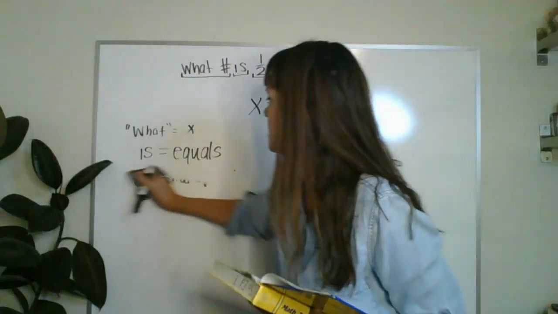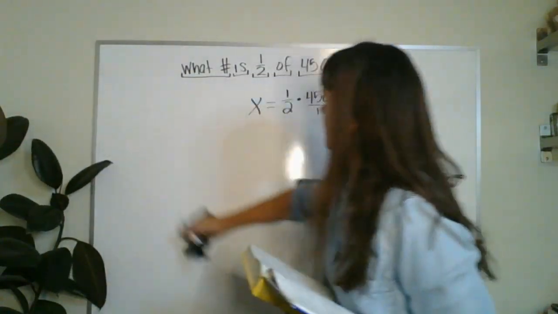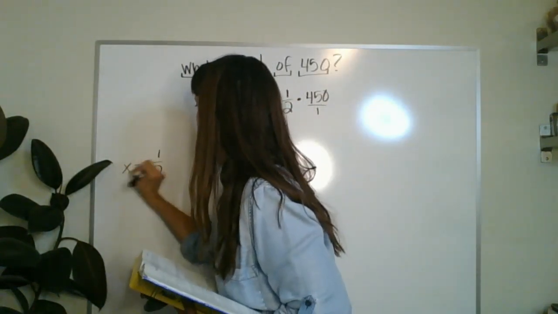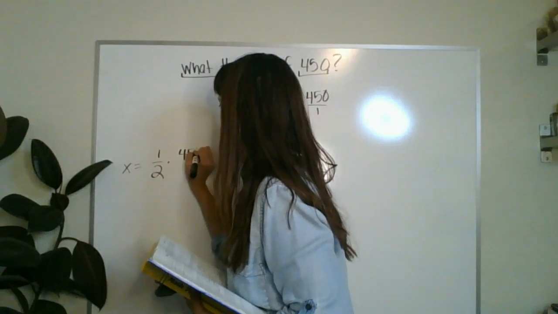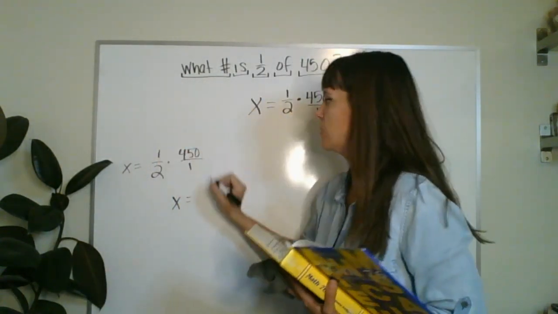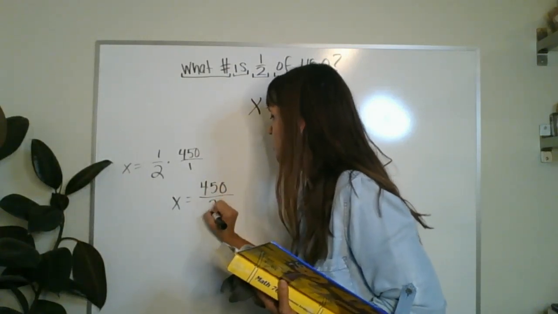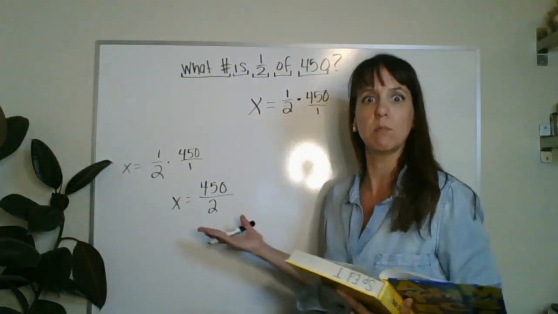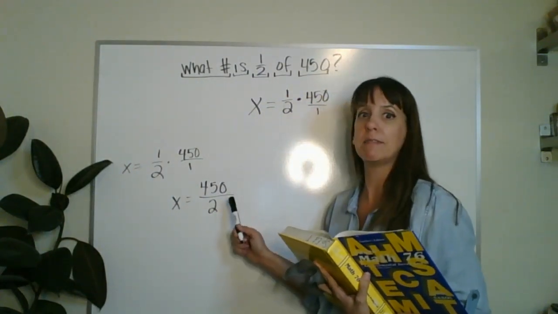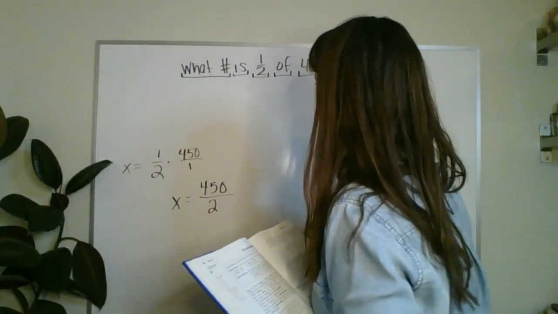I need to erase these notes here so I can write that for you. So we have x equals 1/2 times 450 over 1. That is going to be x equals 1 times 450 over 2 times 1, which is 2. Excellent. So we're really doing 450 divided by 2. Let's do some side work and get that 450 divided by 2.